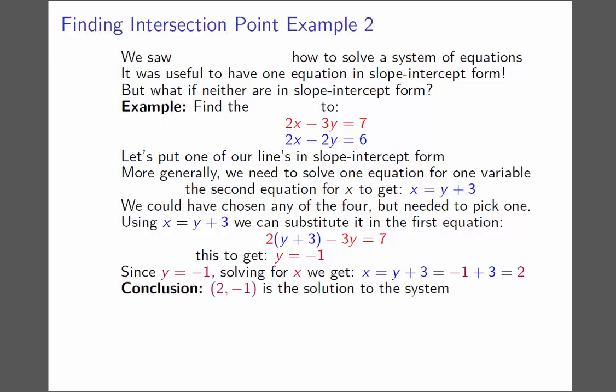So we can conclude that (2, negative 1) is the solution to the system. If we would like to visualize this, we can graph the red and blue lines and see that they meet at the point (2, negative 1).